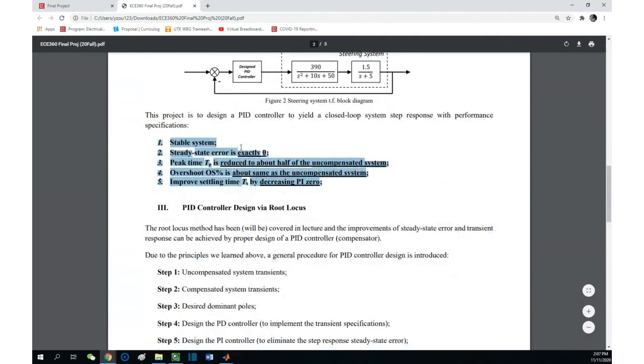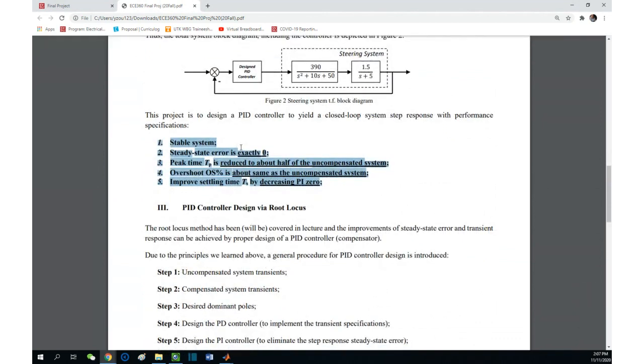First, it must be stable, very easy to achieve. Second, steady state error must be exactly zero. It's following the priority of the design, remember? Stability goes first. Second, consider the steady state error. The last is transient. The requirement on transient is the peak time, not settling time this time. Peak time needs to be reduced to about half, and overshoot is about the same. It's not exactly the same as our example two.